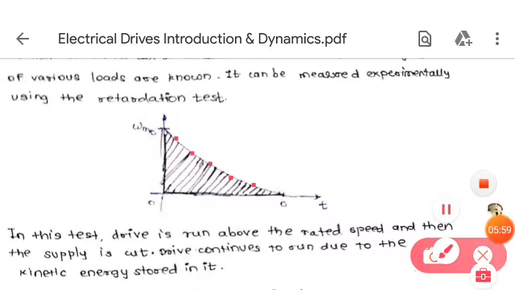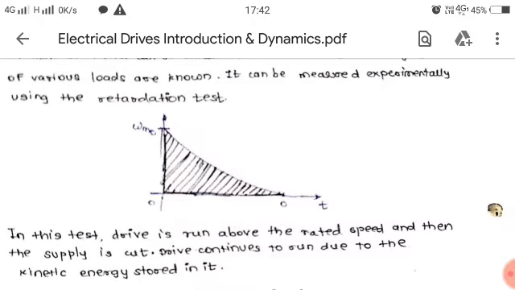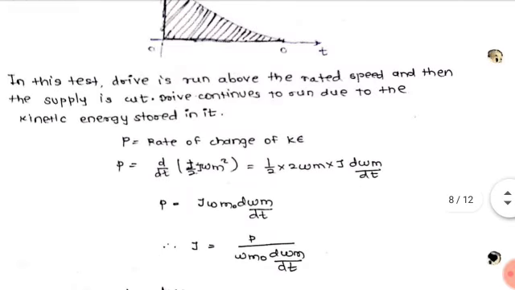So not at regular intervals, it could be some different intervals. Get the points and just join them to get the curve. So this is how you get this curve. Okay, then how we can calculate the inertia now.